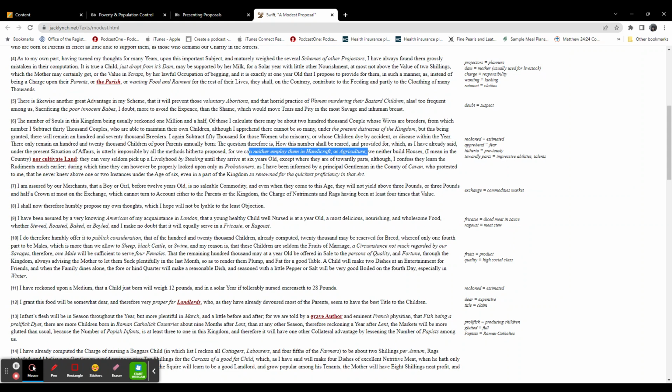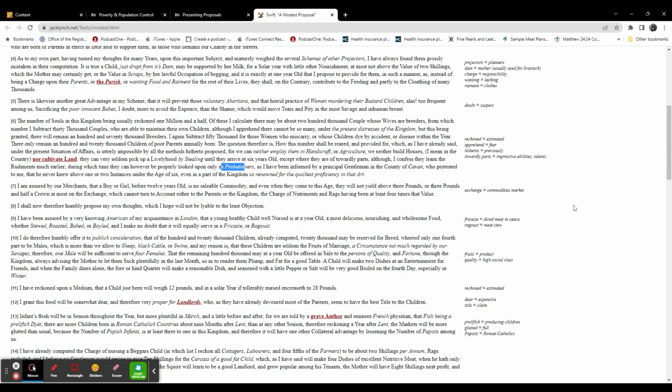So because we can't put them to work, we can't put them to work to build houses. I mean, in the country, nor can we put them to work to cultivate land. They seldom pick up a livelihood of stealing. So that is the way that they contribute to themselves, and then they do that until at 6 years old, except where they are of towardly parts, impressive abilities. Although I confess they learn the rudiments much earlier, during which time they can, however, be properly looked upon as probationers, and we understand what probationers are.